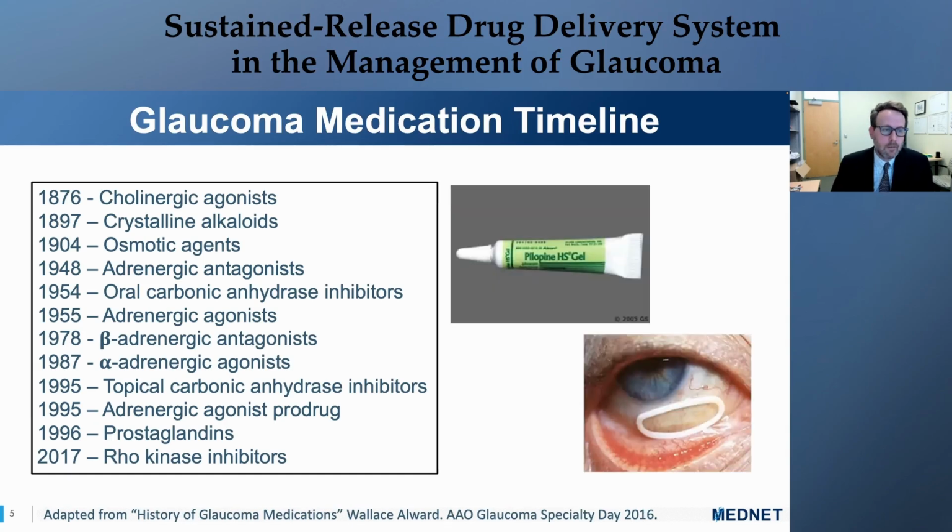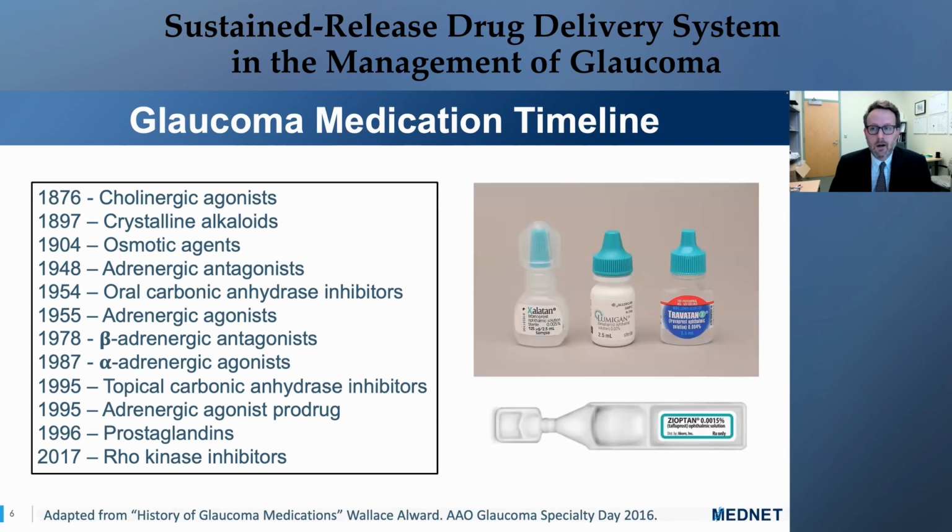So along the line, there's been a lot of benefit that's occurred from really just small and incremental changes to glaucoma medications and the way they're developed. You can see this earlier on. You can see pilocarpine gel took pilocarpine from a 4-time-a-day eye drop and reduced the frequency of that drop administration.